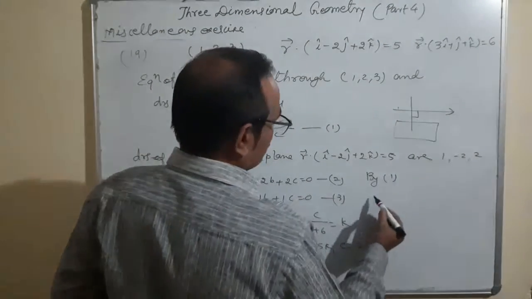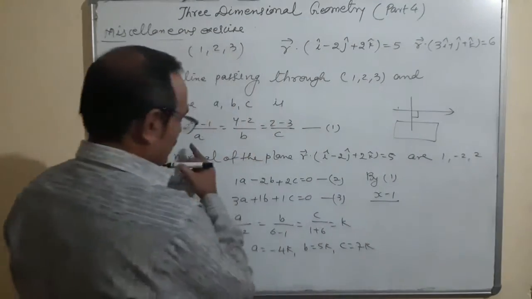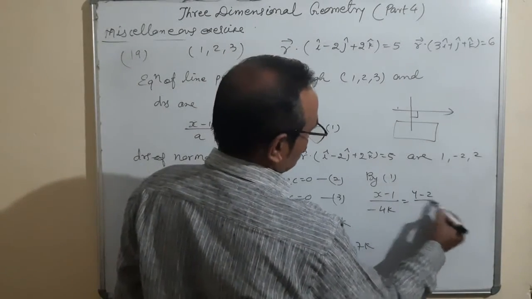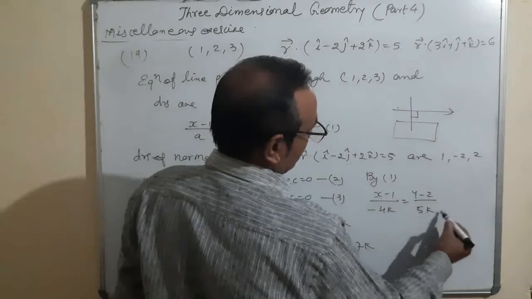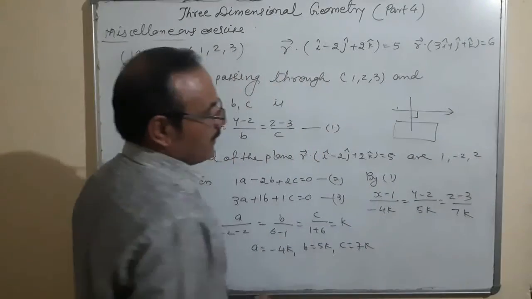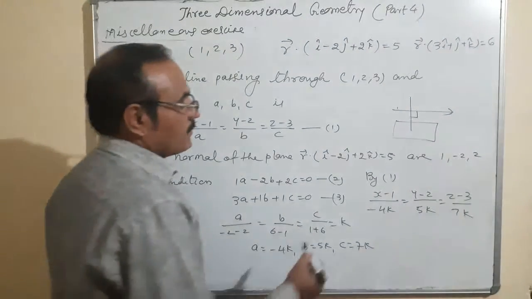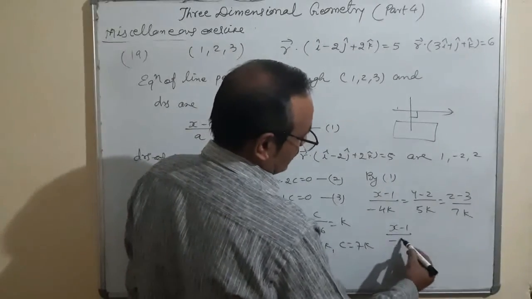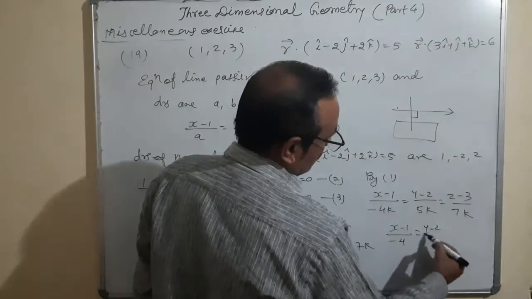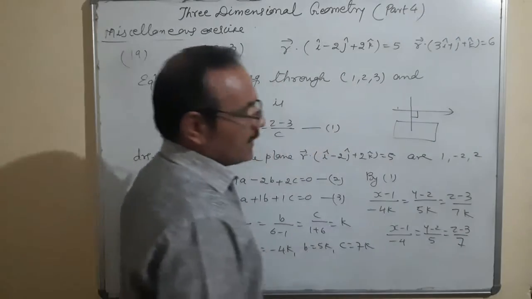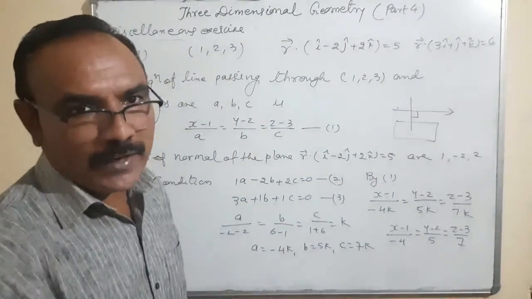So (x minus 1) upon minus 4k, (y minus 2) upon 5k, (z minus 3) upon 7k. We can multiply it by k, so we get (x minus 1) upon minus 4, (y minus 2) upon 5 and (z minus 3) upon 7. What they are asking is to convert it into the vector equation.